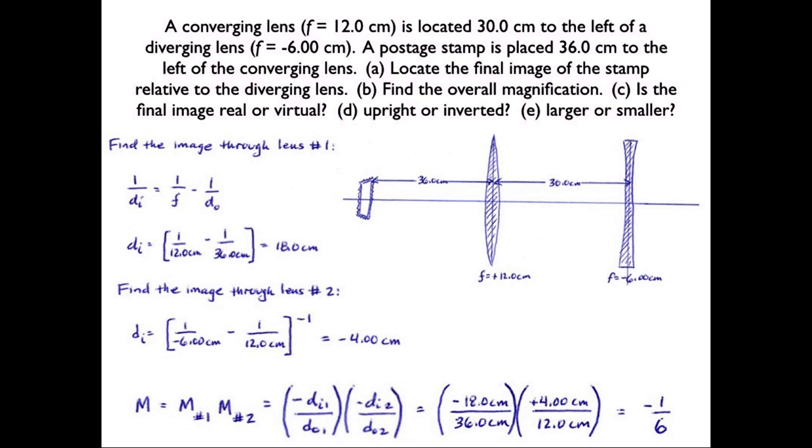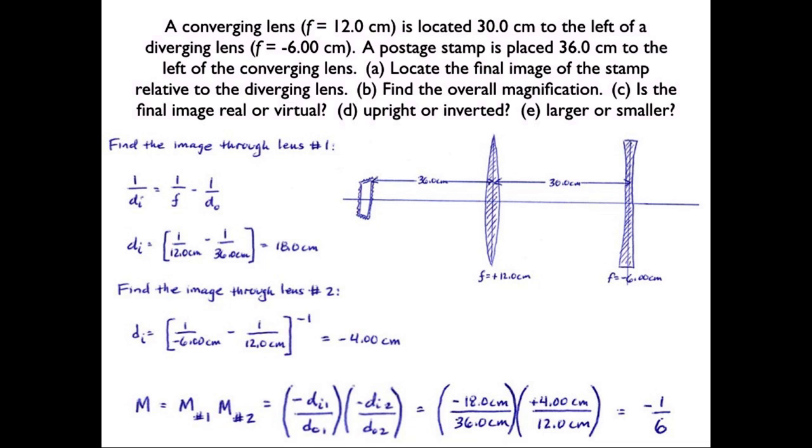Well, I find it helpful, even if I don't have to do it for the problem, to sketch what's going on. So here's my sketch. I have a postage stamp here, 36 centimeters away from a converging lens, and then that is in turn 30 centimeters away from a diverging lens, and the focal lengths of the lenses are given in the problem statement. So for now, we just ignore what happens in the diverging lens and focus on what happens through the converging lens. So let's find the image through that first lens.